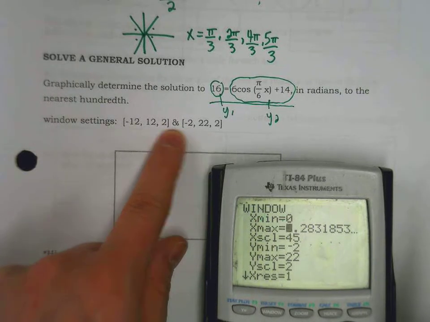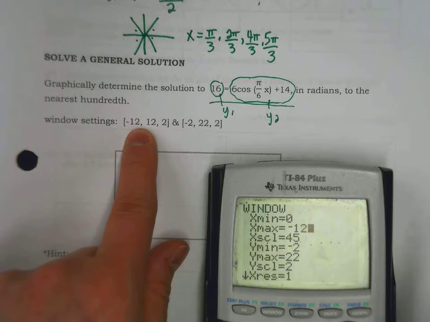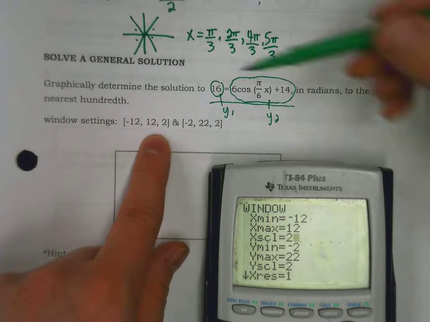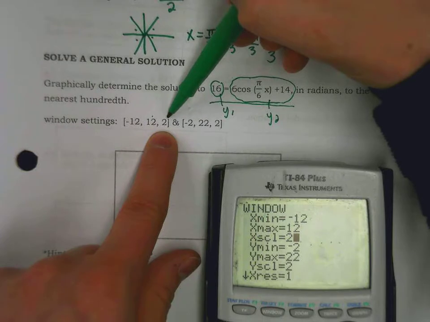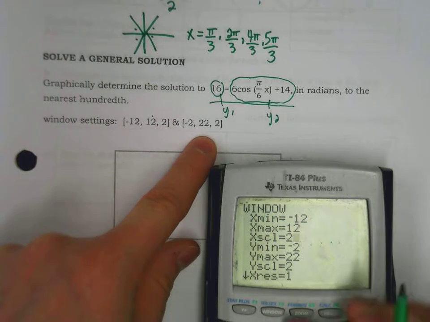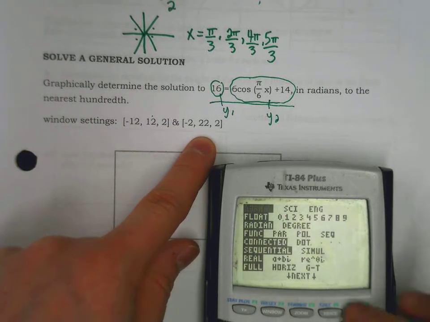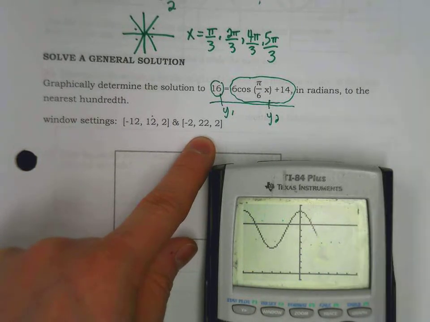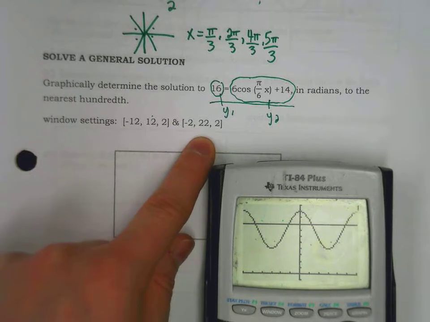For y values, we're saying go between -12 to a 12, for a scale of 2. So x min, x max, x scale, y min, y max, y scale. Mode is in radians, and we can graph. There's your 16 that shoots across, and there's your graph. Again, I had way too much extra down here. And this is roughly what this looks like.